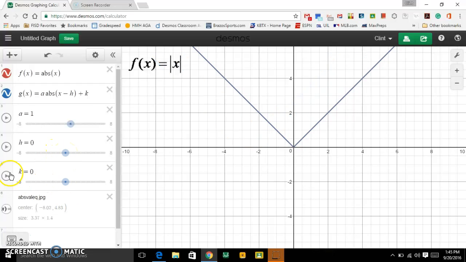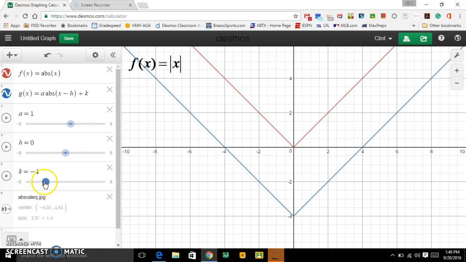What happens if we change K then? If I add or subtract a number outside the parentheses, that should move it up and down. And it is. Notice the y value of the vertex. Let's say K is negative 4. It means we moved the graph down. The vertex got moved down, so the vertex is at negative 4. That's the basics of the parent function for the absolute value.